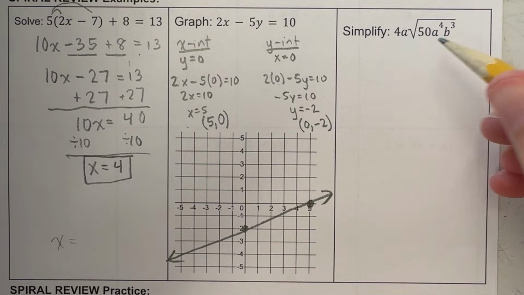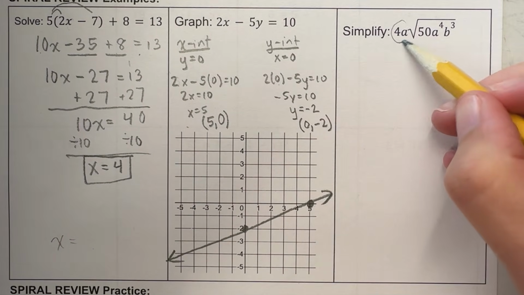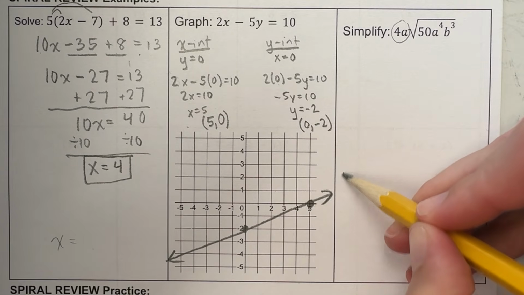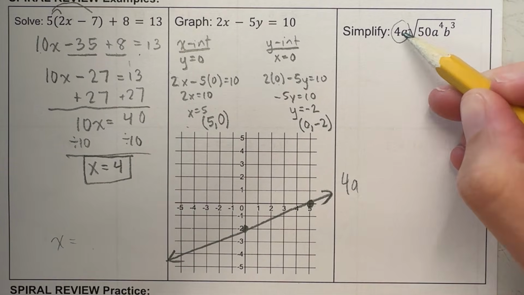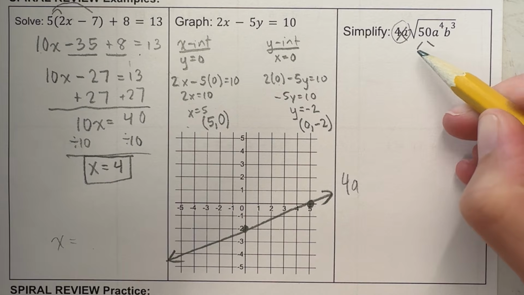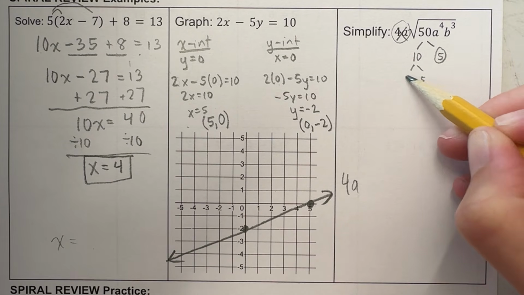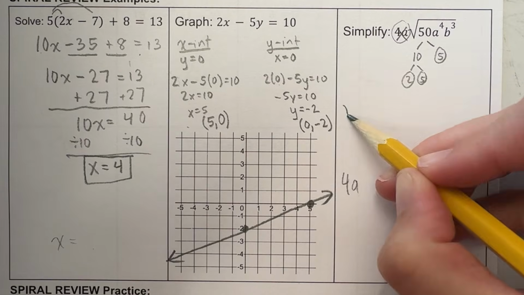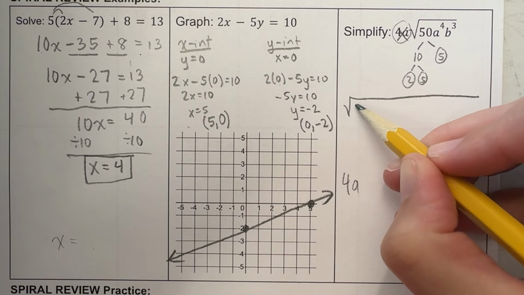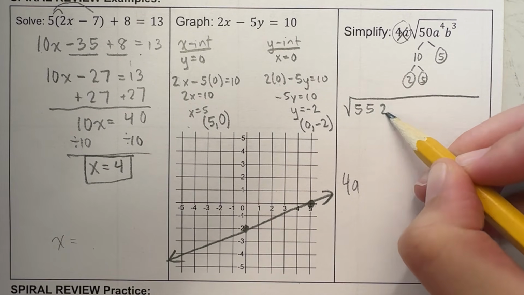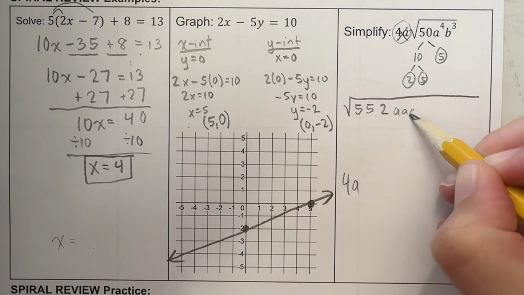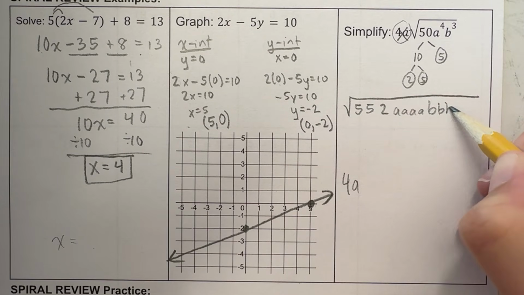Okay. Last one, I'm going to simplify. This 4a on the outside, I'm going to multiply at the end. I'm going to just write it down here so I don't forget about it, but then I'm going to ignore it for now. Let's factor this 50. 10 times 5 is 50, and 5 times 2 is 10. So this is completely factored out. It's 5 times 5 times 2 times a times a times a times a times b times b times b.